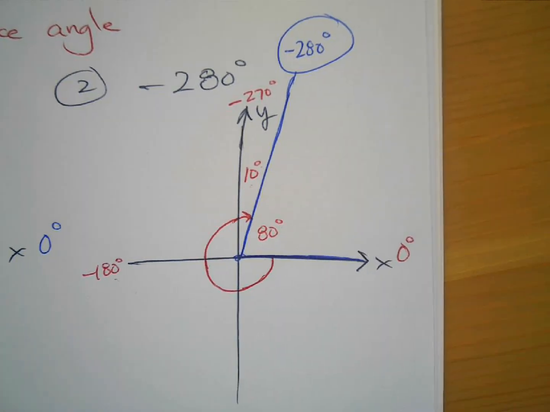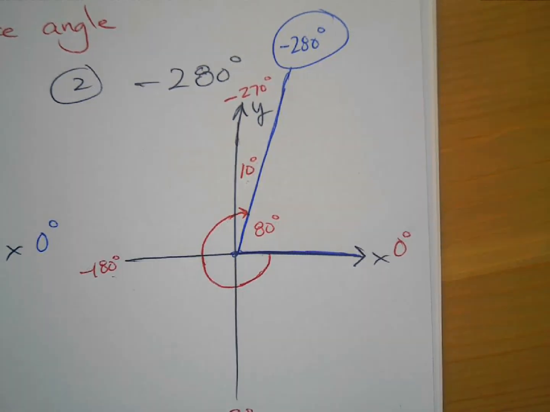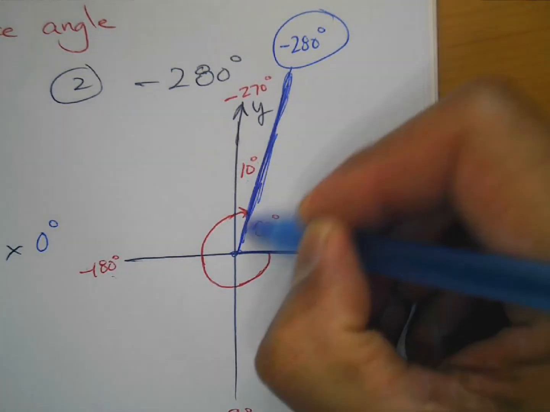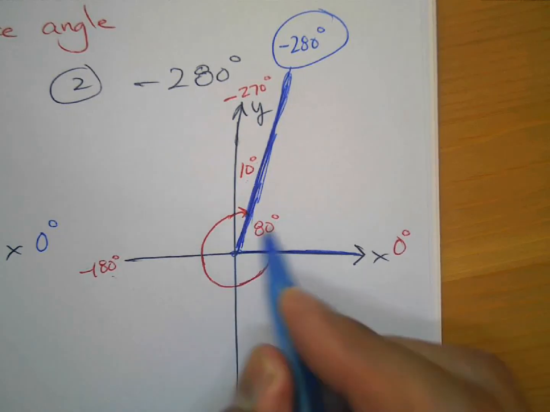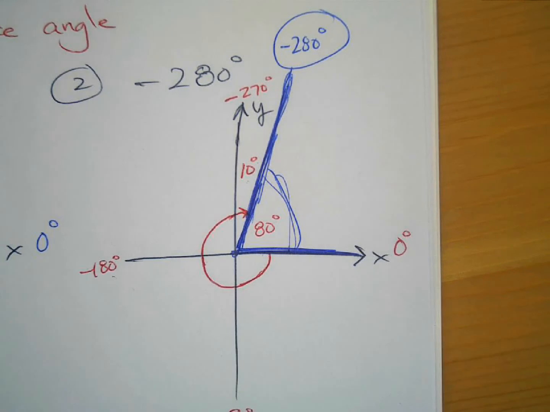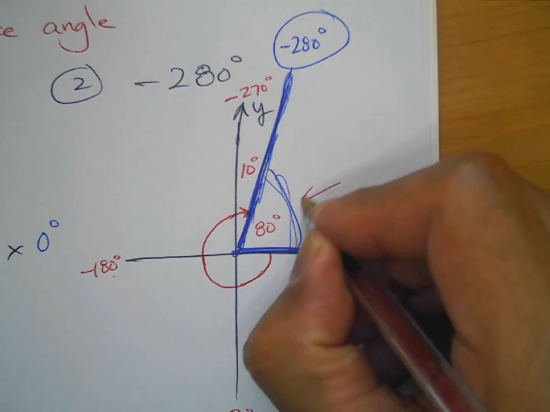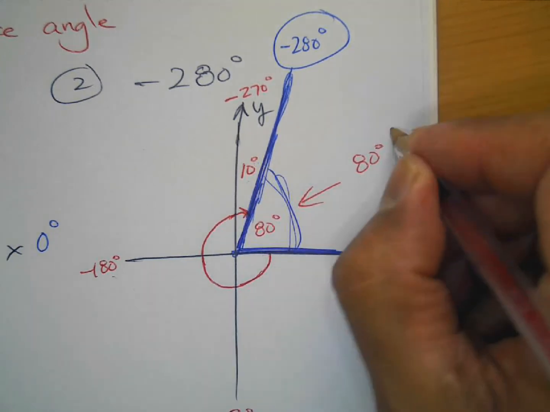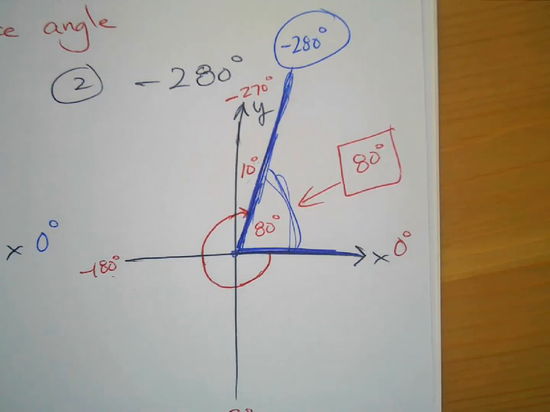Now, which of those two is your reference angle? Well, the angle that is formed by the terminal side and what? The x-axis. So guess what? 80 is your reference angle. Not the 10. Not this 10. 80 is your answer, your reference angle for negative 280 degrees.